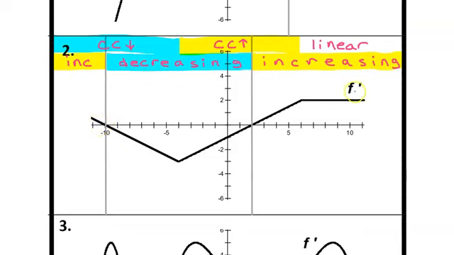Remember that f prime represents the slope of function f. So wherever f prime is 0, the slope of f should be 0. In other words, there should be a horizontal tangent line here and here.